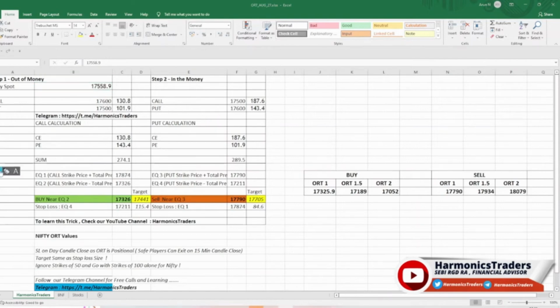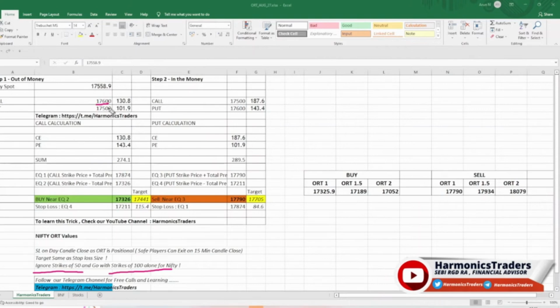Since it closed at 17,558, we take 17,600 as the out of the money CE. With respect to this ORT, we will ignore the strike of 50 and always go with a strike of 100. The reason is the volume is much greater in 100 compared to 50, and this gives better accuracy. This strategy is backtested for more than 2.5 years. If you are a follower of our YouTube, you can see that in single lot Nifty, we have completed more than 16,000 profit in the last 1.5 years.